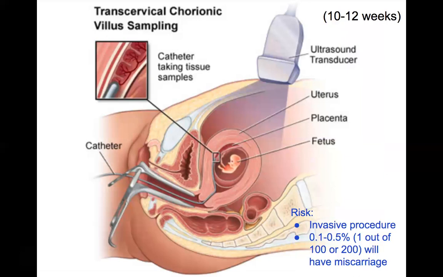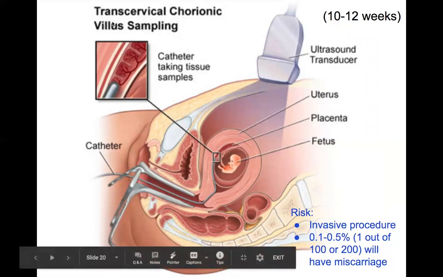So let's take a look at what some of those techniques are. One of these techniques is called the transcervical chorionic villus sampling. In short, we sometimes call it CVS. That begins with the letter C from chorionic, V from villus, and S from sampling.